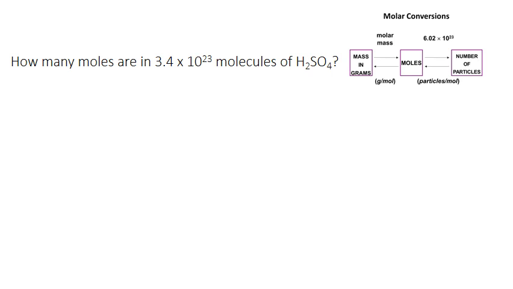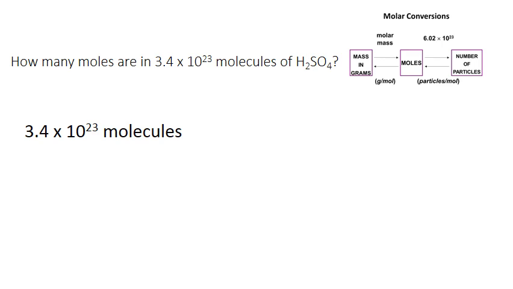All right, let's do another one with scientific notation, because I think sometimes these ones are more difficult. It says how many moles are in 3.4 times 10 to the 23rd molecules of H2SO4? Again, go ahead and just start with what they give you. We know we're at 3.4 times 10 to the 23rd molecules. We're talking about the number of particles. We have this many molecules.